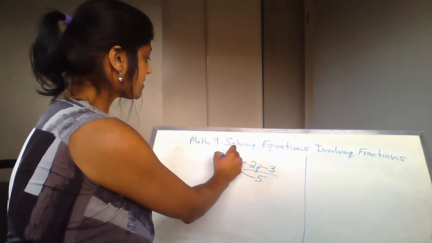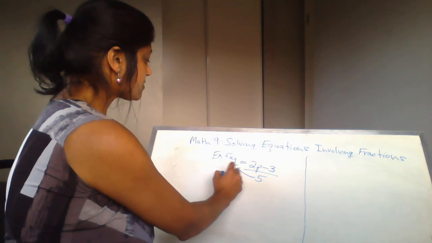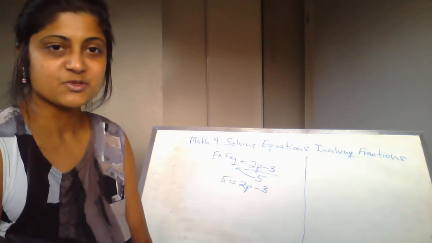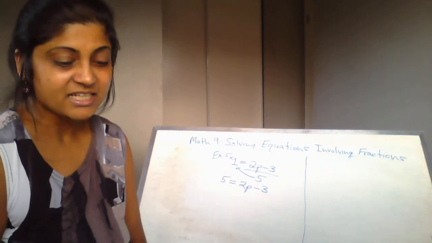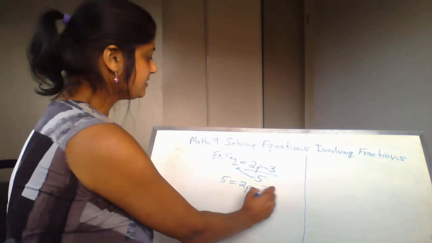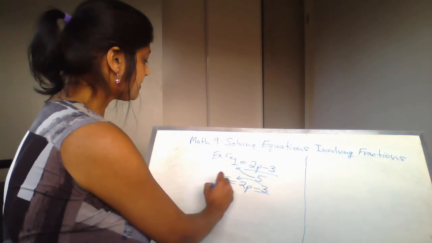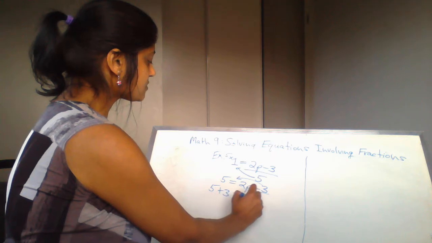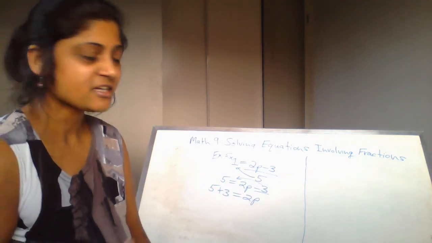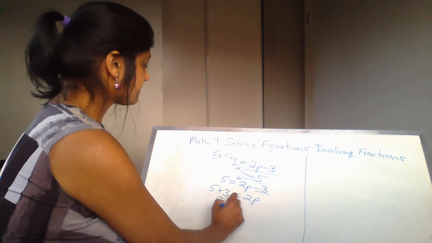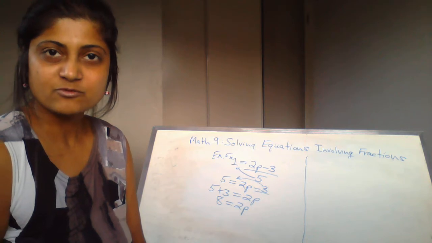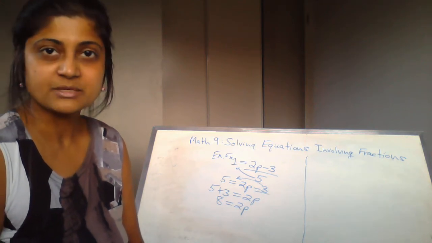When you take it to the other side, I'm going to multiply it. So 5 times 1, which is 5, equals 2p minus 3, okay? And in the next step, I'm just going to take this negative 3 to the other side and change the sign. So it's going to be 5 plus 3 equals 2p. Okay, I'm going to add the 5 and the 3 together, which is equal to 8. So 8 equals 2p.